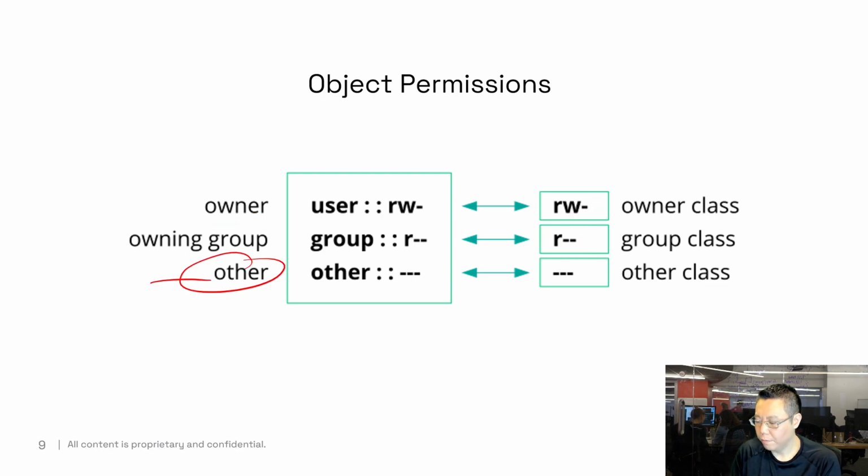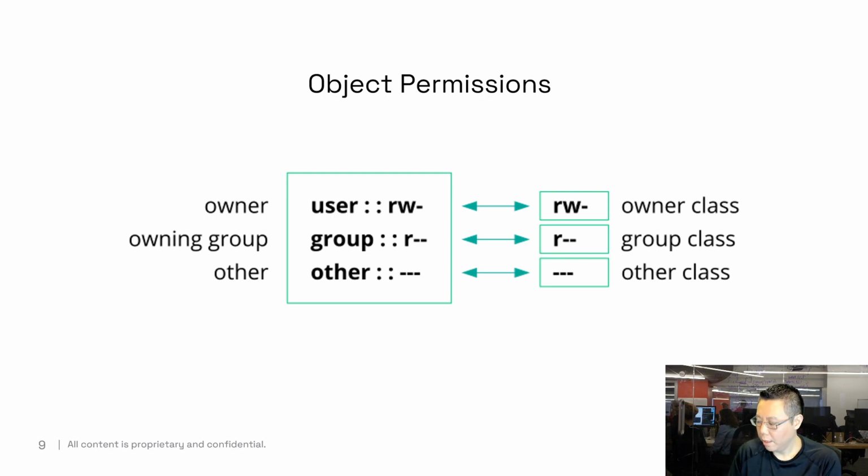Finally, we have other. Other is anyone that doesn't fit in the first two categories above. Really, anyone that's anonymous, unauthenticated, just anyone in general. Most of the time, you want them to have no rights whatsoever, which is no read, write, or execute, depends on you. Now, what are some examples of how we can actually apply this? Why would I apply this?